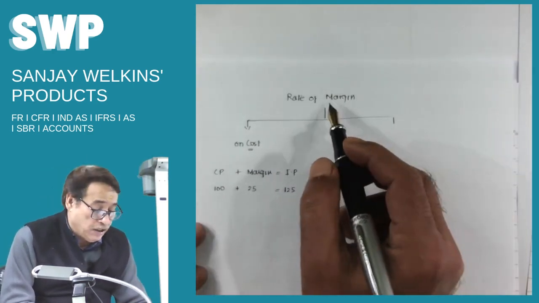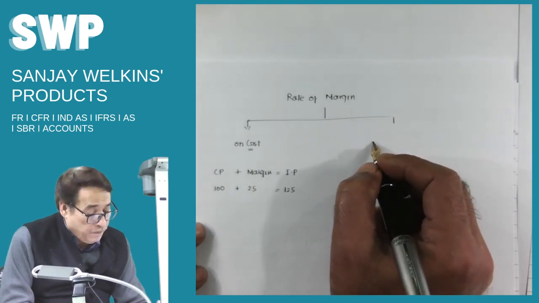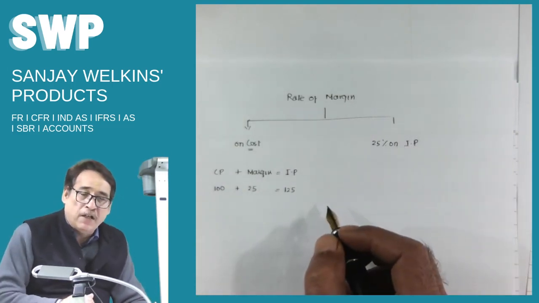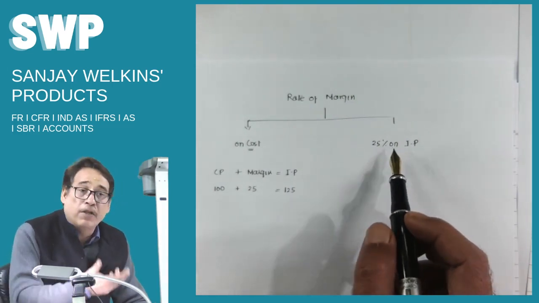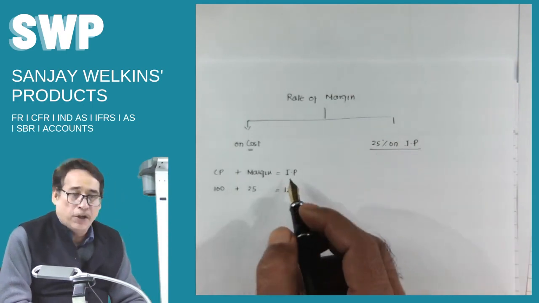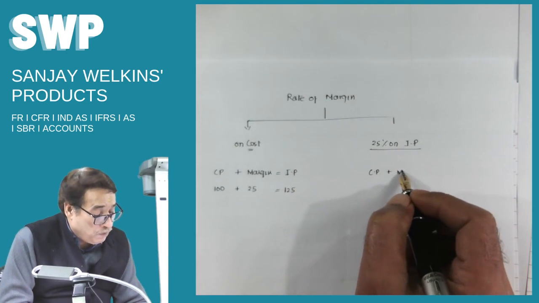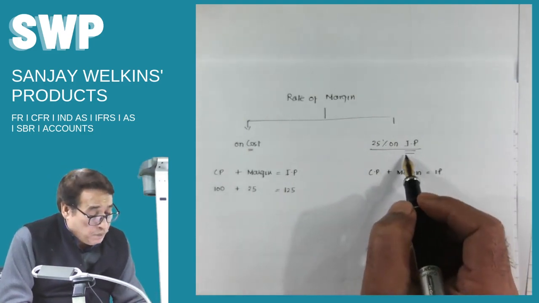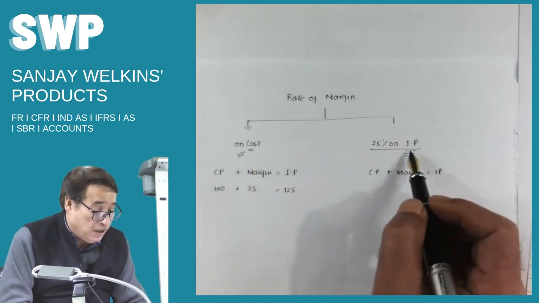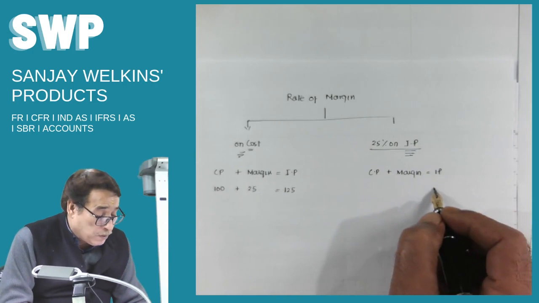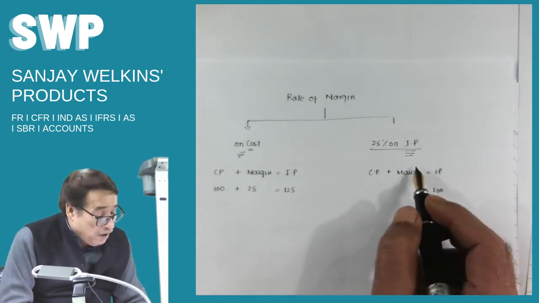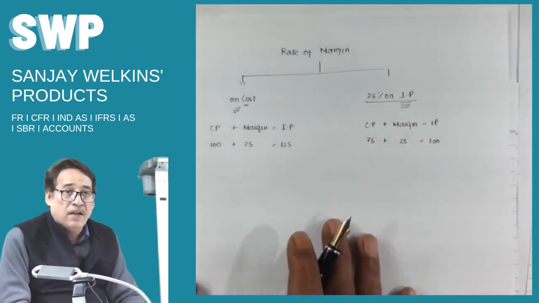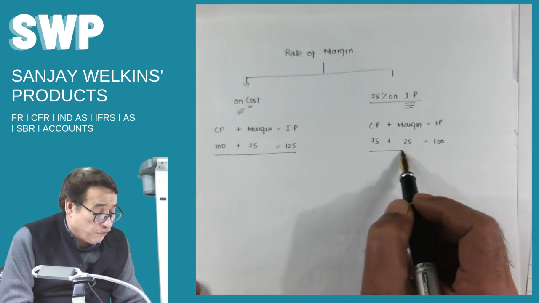Now you let me know. Suppose this rate of margin would have been written this way, 25% on invoice price. Suppose in this question it would have been written that goods are sent at a margin or loading of 25% on invoice price, how would you have developed this equation? First write cost price plus margin is equal to invoice price. Correct? This time rate is based upon invoice price. Here rate is based on cost. Here it is based on invoice price. If rate is based on invoice price, take invoice price as 100. 25% of 100 will be 25, so cost will become 75. Correct?